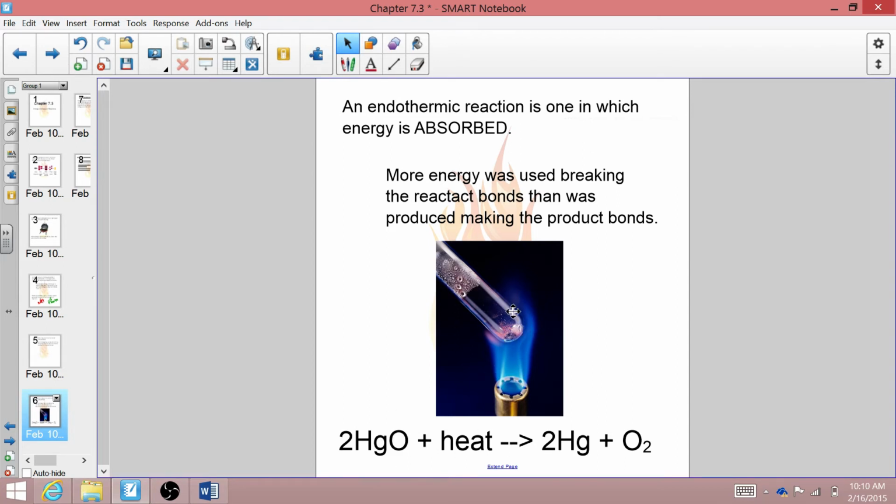Now, we have to put in all of this heat from this flame in order to break these reactant bonds. And when these new bonds, these oxygen molecules, form in the end, they produce very, very little energy compared to all of the energy we had to put in. So this is called an endothermic reaction.